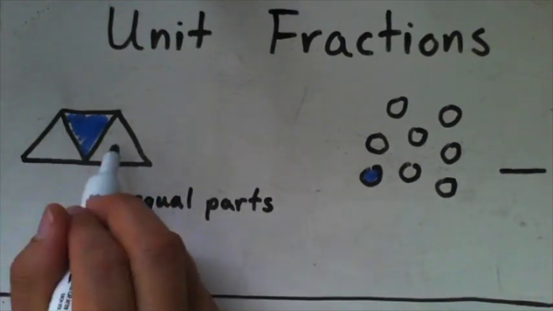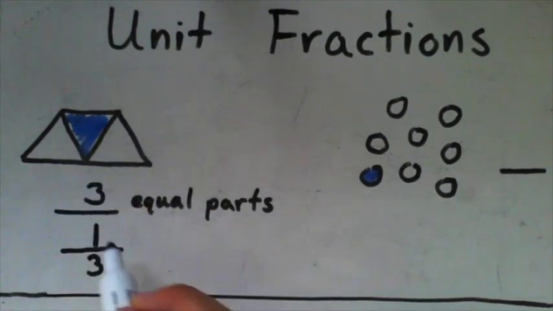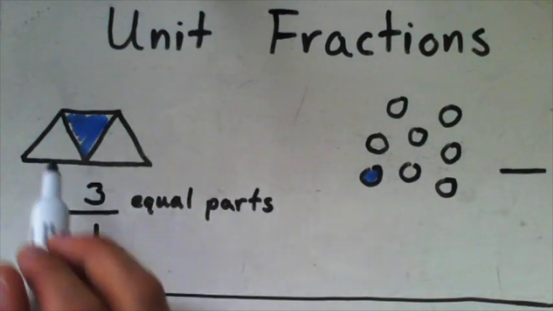But I could have shaded this one or this one. The point is 1 piece out of the whole, right? A unit fraction is about 1 piece out of the whole.